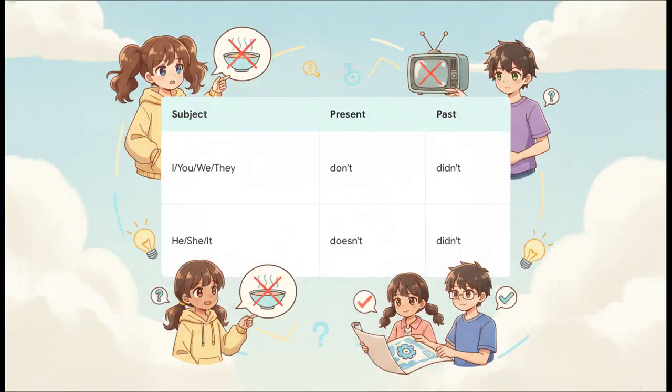Now, helping verbs also step in to save the day when we want to make negative statements. They fuse seamlessly with the word not. In the present, do not becomes don't, and does not becomes doesn't. So you get sentences like, I don't like spicy food, or she doesn't watch TV. And in the past, it's universally didn't, as in, they didn't finish the project.